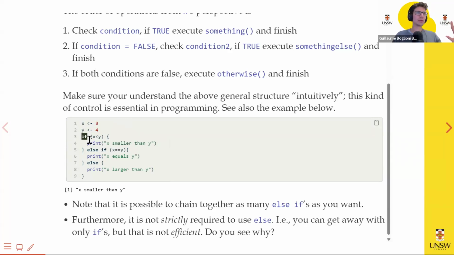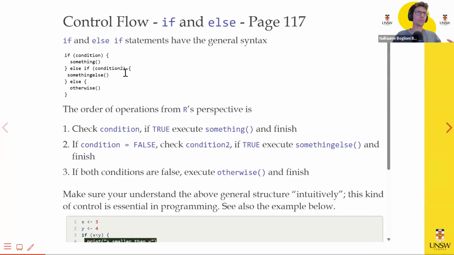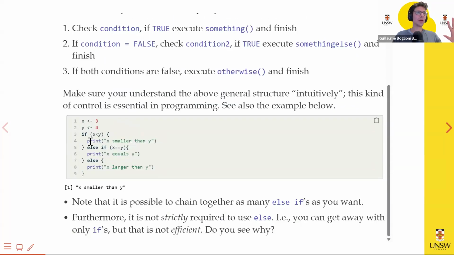Now we have the first if. So if this condition, then see you have the curly brackets. So this corresponds to something here. So execute this. So if x is smaller than y, so if this is true, print, well, this is printing to the console, just the sentence, x smaller than y.